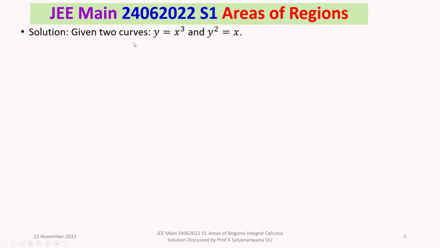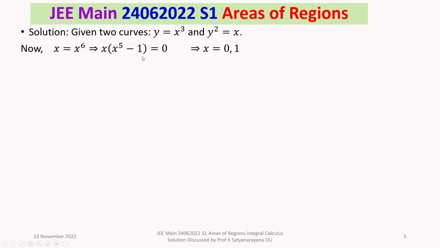We are given these two curves, and these two curves are very familiar. y square is equal to x is a parabola with vertex at the origin and opening towards the right, and y is equal to x cube is a very well known curve. Now, where do they intersect?